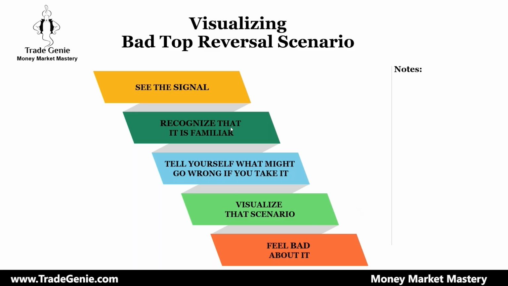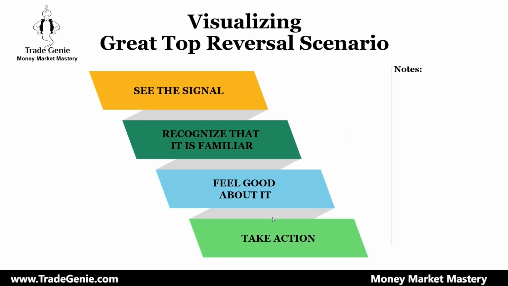So this is a bad scenario, visualizing a bad top reversal scenario. So don't do this. You need to do it like this. You see the signal, you recognize it's familiar, and you're feeling good about it. So you're feeling good about it inside, your internal signal. So this is your external signal, this is your internal signal. External plus internal, just the way I'm telling. And then you take bold and courageous action. So this is visualizing the good way of analyzing things.